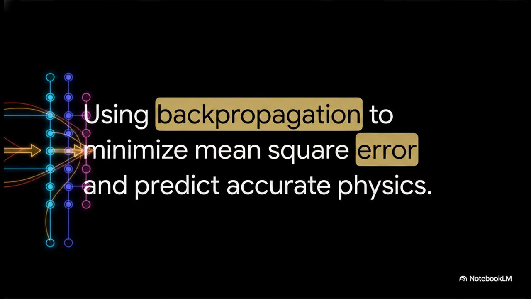Then, it uses a really cool process called backpropagation. Basically, it works backward through the network, constantly tweaking and updating the connection weights and thresholds to shrink that error down. It's kind of like tuning a guitar string over and over until the pitch matches the real high-fidelity physics perfectly.